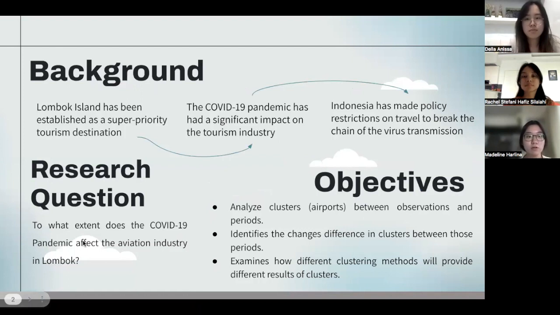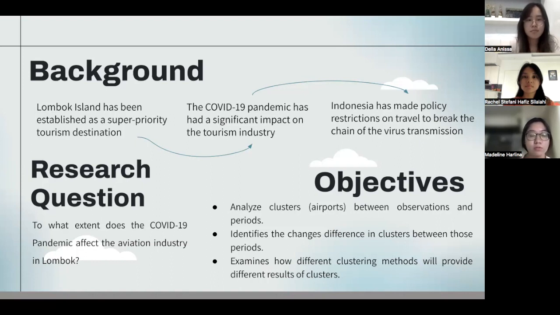So, as we know, Lombok is a beautiful island that offers many outdoor activities, and Lombok has been established as a super priority destination in Indonesia. And most people visit Lombok mainly for tourism activity, although it does not rule out any other purposes.